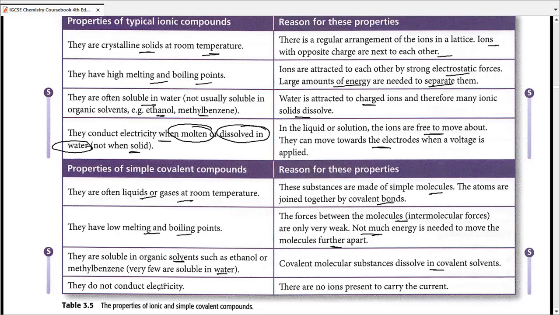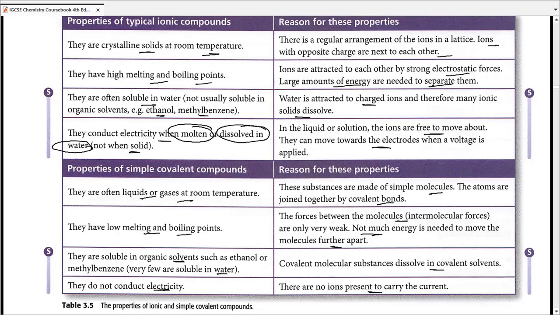Lastly, simple covalent compounds do not conduct electricity. They don't have any ions present in them to carry the current. Since they don't have any ions and they're just in their molecular form, they do not carry the current.